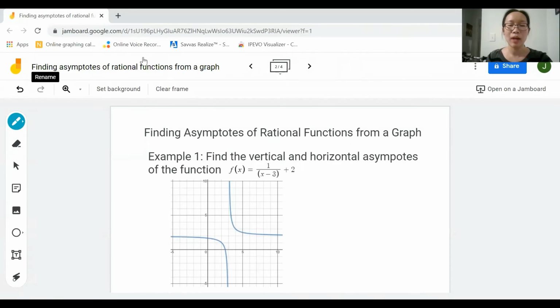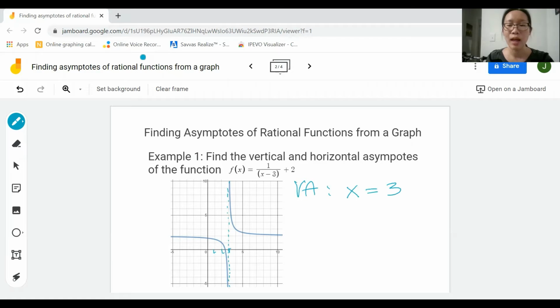In this example, we're asked to find the vertical and horizontal asymptotes of the function f of x is equal to 1 over x minus 3 plus 2. So my vertical asymptotes are my vertical lines that my graph doesn't cross. And as I look at my graph, I see that it gets very close to, but doesn't actually cross this vertical line here, which if I count from 0 is 1, 2, 3. So the equation of this line is x equals 3.